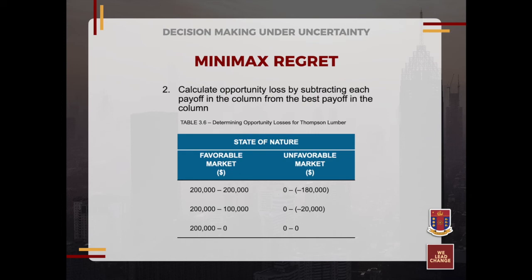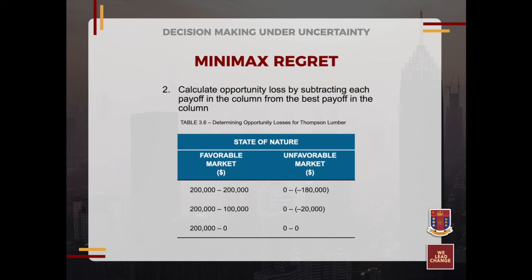And for the opportunity loss table, what you do is to identify the highest number per state of nature. And this highest number will become the value wherein you subtract each of the payoff per alternative for each row. So for example, in the favorable market, the highest number is $200,000. Now you're going to use that as the value from which you subtract the other payoffs. So for the first alternative, that will be a 200 minus 200 because they are both the highest numbers. For the second alternative, that is a 200,000 minus $100,000. And for the last alternative, that would be 200,000 minus 0. Later on, we will see the results for this one.